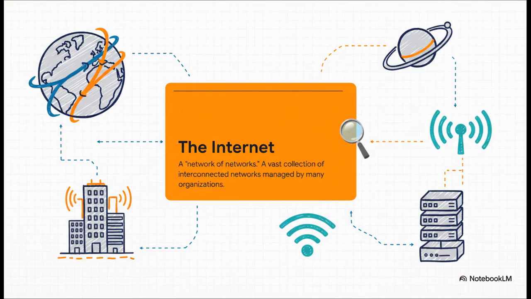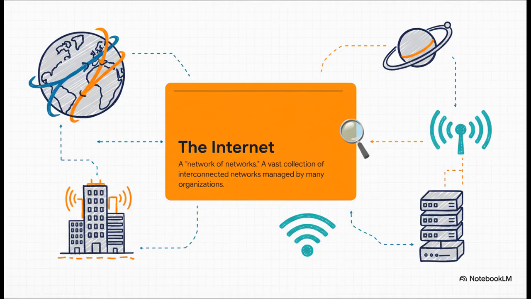When you put it all together, you get this. And this is the most important idea to take away. The internet is a network of networks. It isn't owned or controlled by any single company or any one government. It's a massive, decentralized, global team sport.